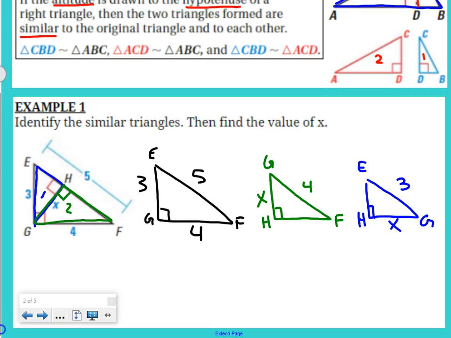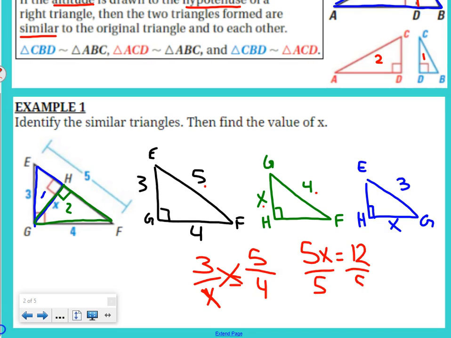Similar triangles mean proportional sides. So to solve for x, all we have to do is set up a proportion. I'm going to use the big triangle and the green triangle, the medium one. 3 and x are corresponding sides, equals 5 and 4 are corresponding sides. So we can set up that proportion. Cross multiply: 5x equals 12, divide both sides by 5, we get x equals 12 over 5, or if we want to make that a decimal, 2.4.